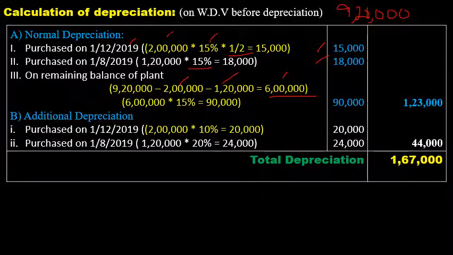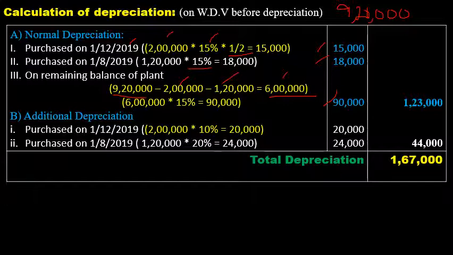So 9,20,000 is the value for the depreciation. In that, for 2 lakh and 1,20,000 we have already calculated the depreciation. Then the remaining value for the depreciation is 6 lakh. Then 6 lakh into 15% is 90,000. So 90,000 is the value of depreciation. So now we have not crossed the limit of written down value before depreciation.